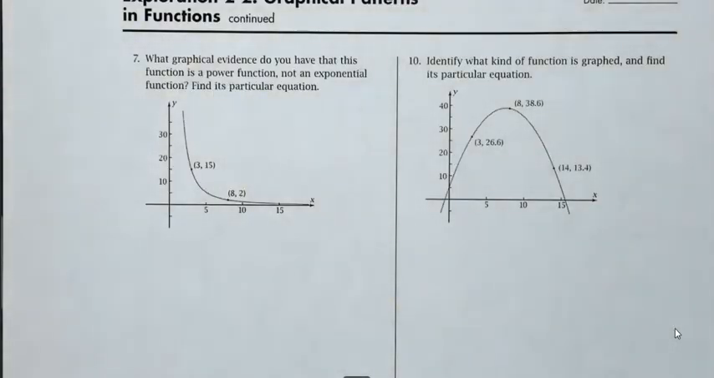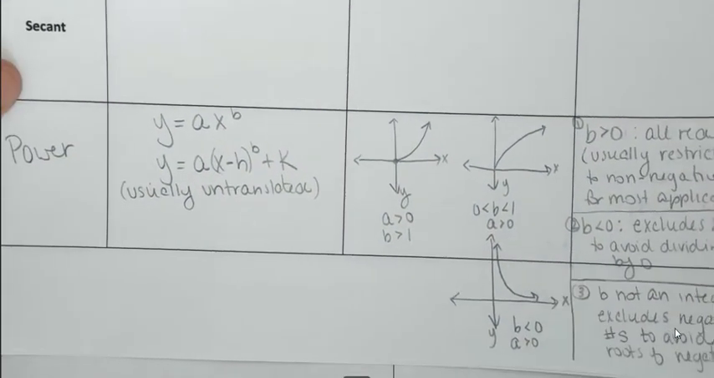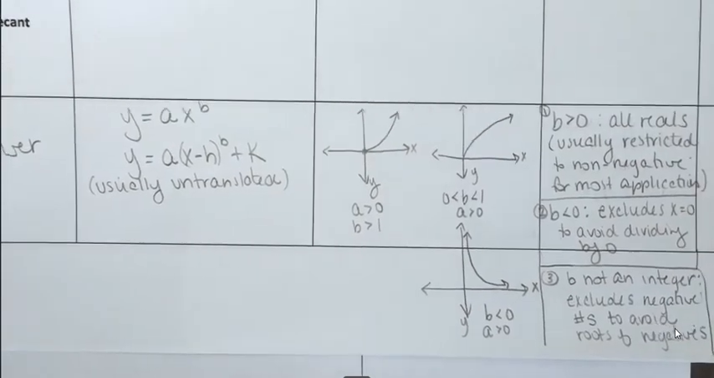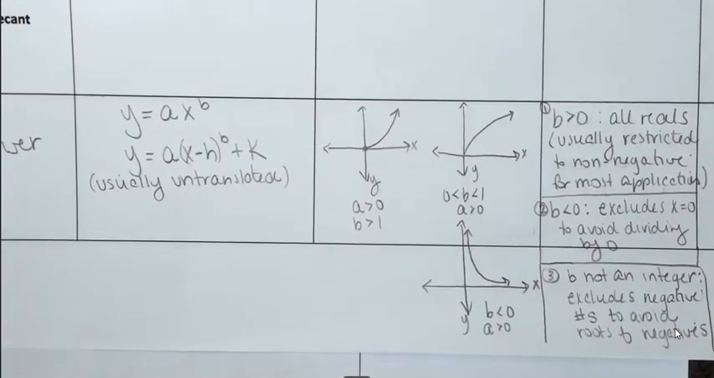Okay, moving on to number 7. What graphical evidence do you have that this function is a power function, not an exponential function? Find its particular equation. So one thing that's important to understand about power functions is that sometimes they don't cross the y-axis. Sometimes there is no y-intercept. So going back to our parent graphs, let's talk a little bit about, and you might want to add some of this to your parent graphs.